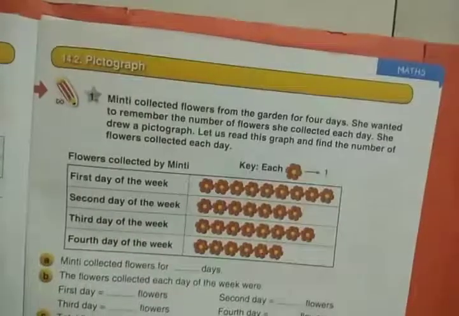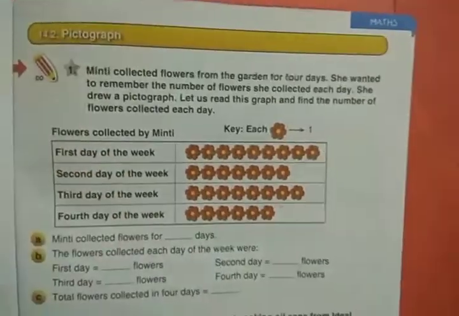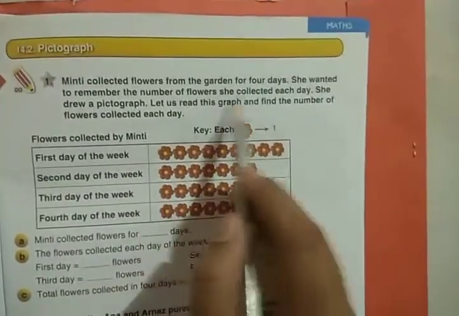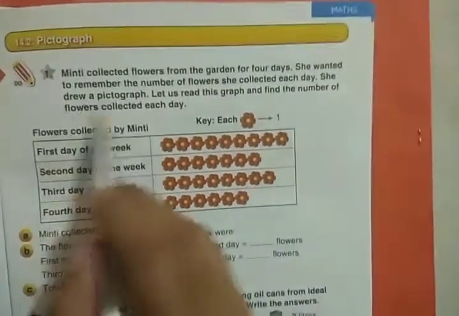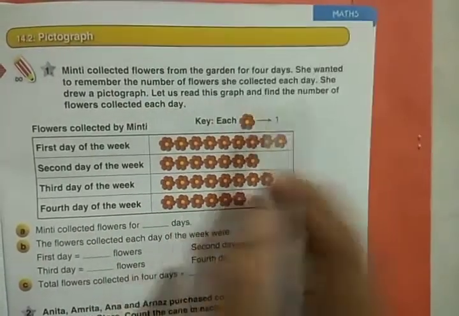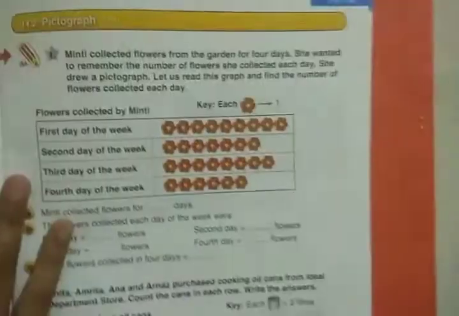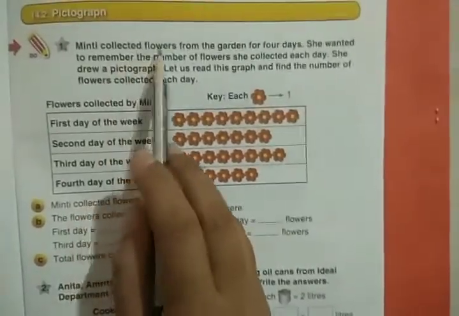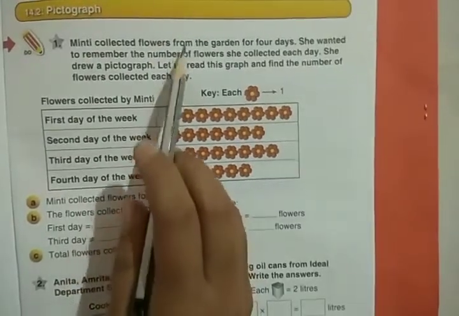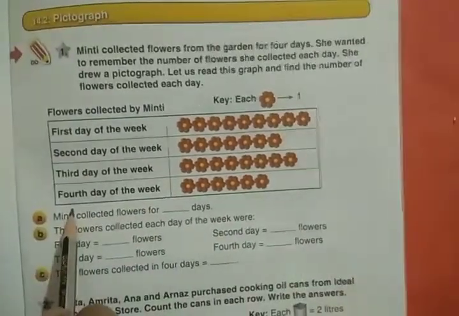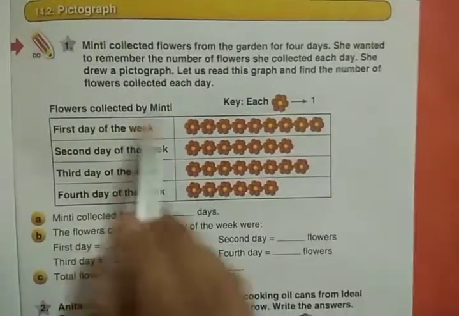Now we'll study these examples. See the first example. Minty collected flowers from the garden for 4 days. She wanted to remember the number of flowers she collected each day. She drew a pictograph. Let us read the graph and find the number of flowers collected each day. See here, Minty has collected flowers for 4 days, and each day she has collected the flowers and she has represented it in the pictograph. Let's read the data. Flowers collected by Minty.